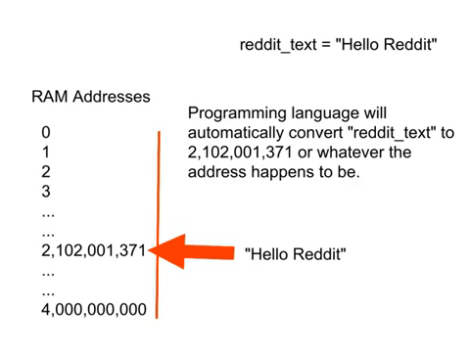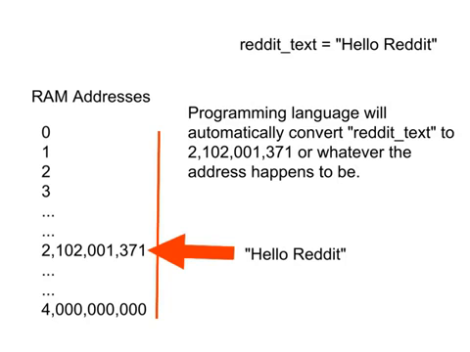So, in a programming language, what I would probably write would be something like this. I would come up with a simple, easy to remember name, like Reddit text. And I would say, Reddit text equals "Hello Reddit," in quotes. That's really all I have to do as a programmer. I don't have to worry about everything that goes on behind the scenes, although I do have to understand it.